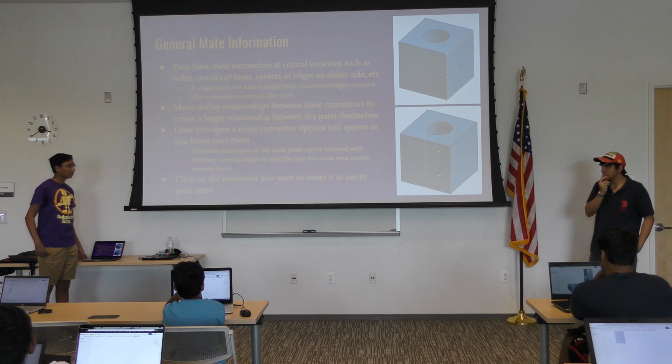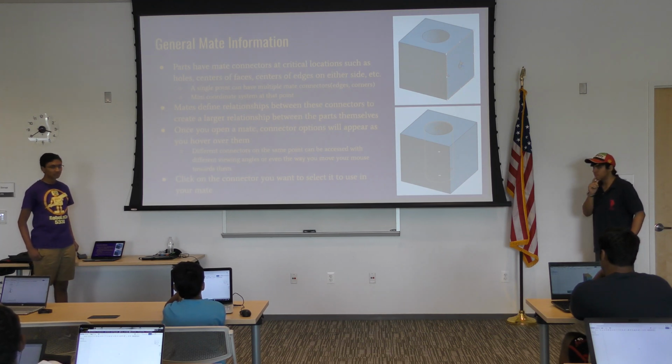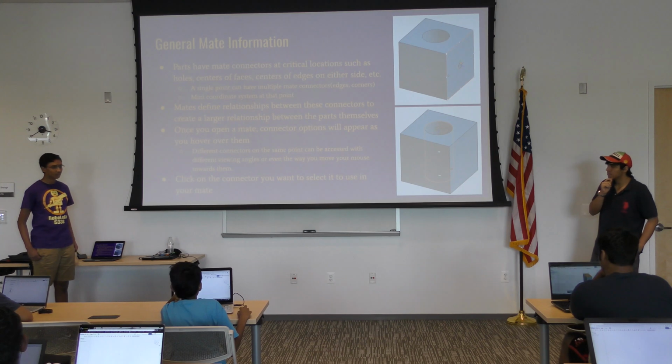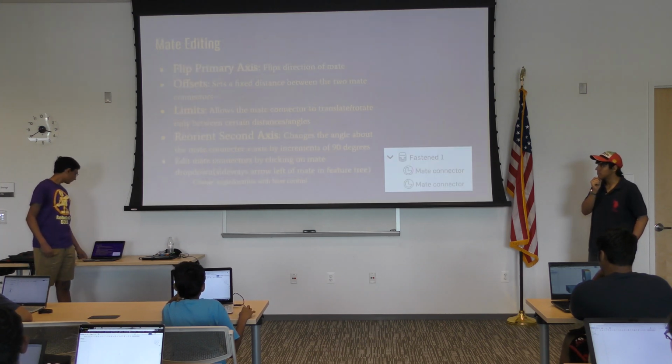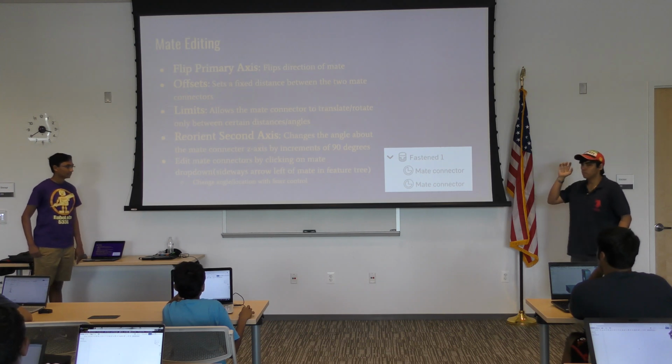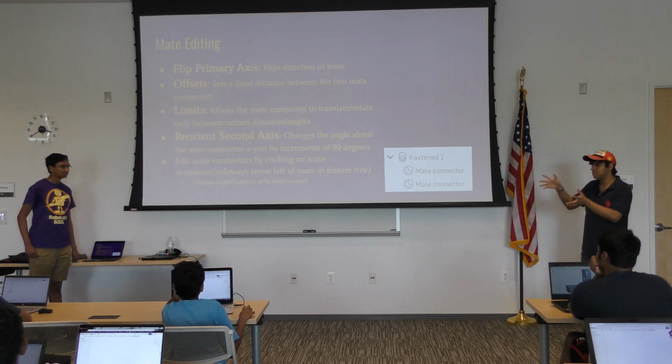And so when you want to see the mate connectors, you have to click for one of the mates, and then as you hover over the part, they should pop up. And once you find the one you want, you just click on it. Yeah, and then once you create a mate, and we'll go into this more later.